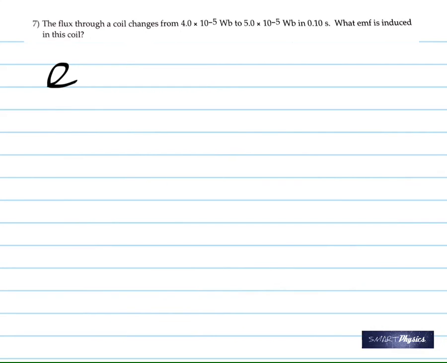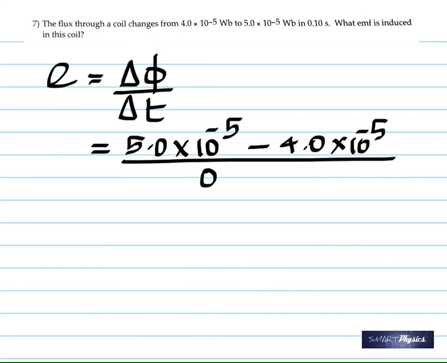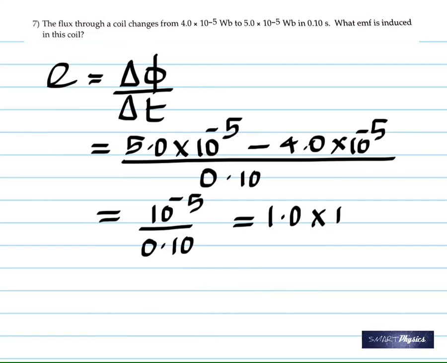The flux through a coil changes from 4 times 10 to the negative 5 to 5 times 10 to the negative 5 in 0.1 seconds. What is the EMF induced? Induced EMF is the change in flux divided by time. Now the change in flux is the difference between the fluxes, and so divide that by 0.1 to get 1 times 10 to the negative 4 volts.